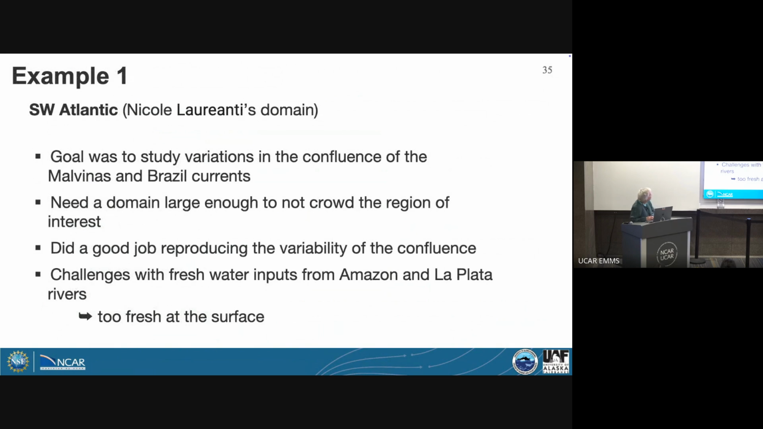So some examples. Nicole has a southwest Atlantic domain. And the goal of this domain is to study the confluence of the Malvinas and Brazil currents. And she needed a domain large enough not to have the open boundaries too close to that confluence region. And she did a good job of reproducing the Southwest Atlantic, but there are still some problems, as always.